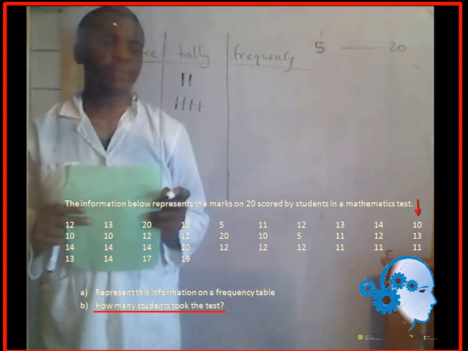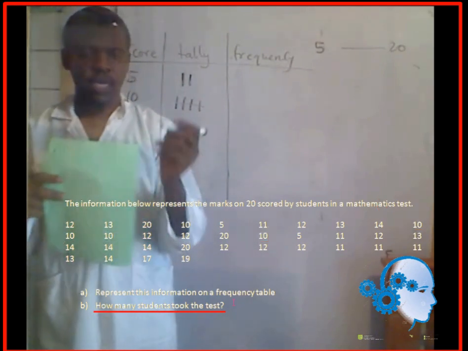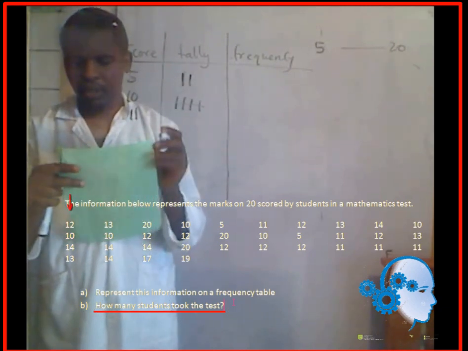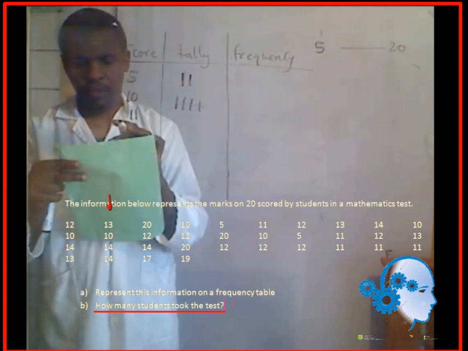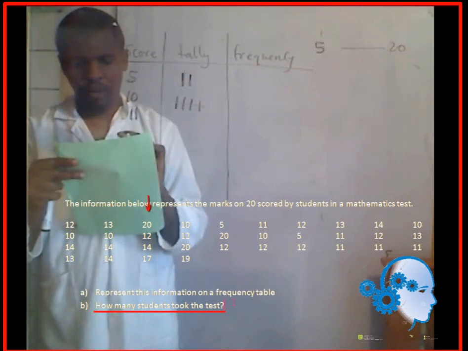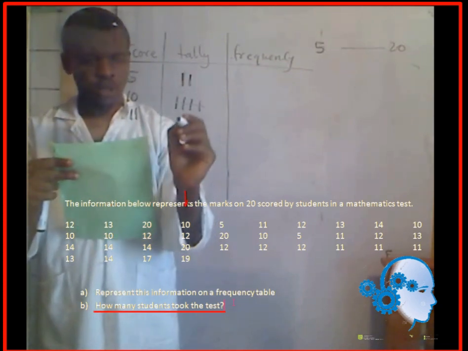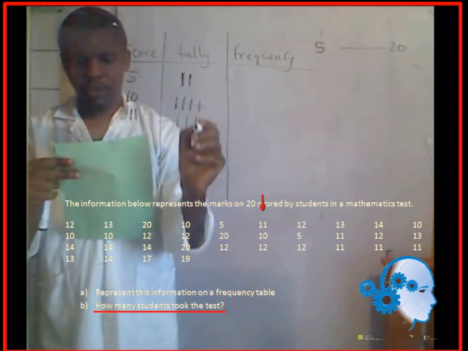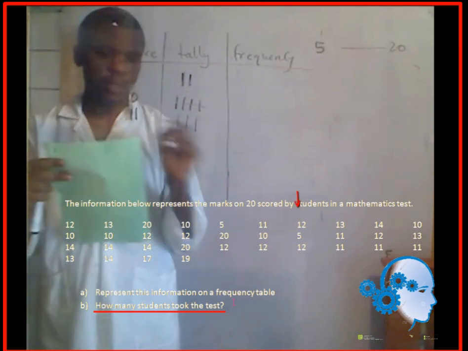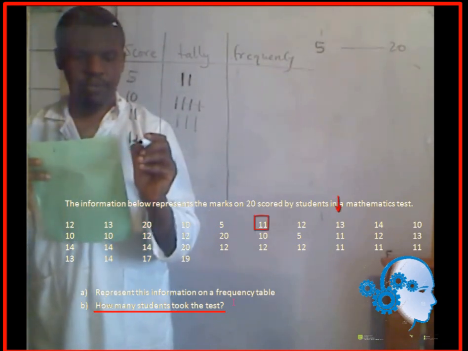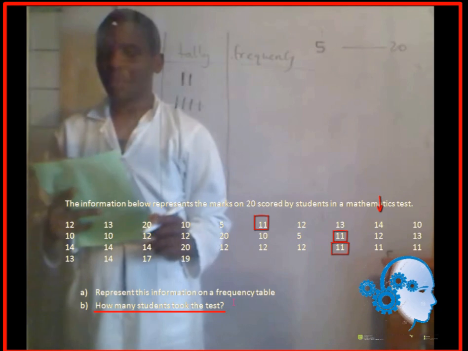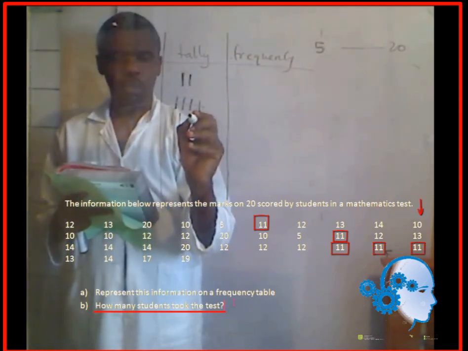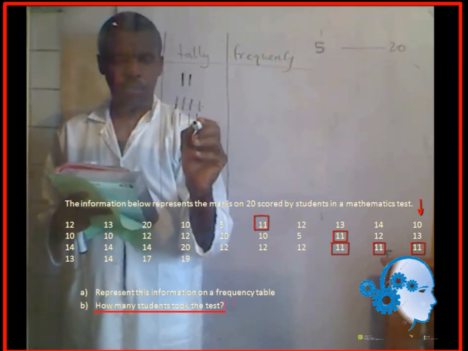And look at the next value. Is there 11? Yes, there's 11. I start counting. 1, 2, 3. Take the next value, 12. We count the number of 11s. 2, 3, 4, 5.